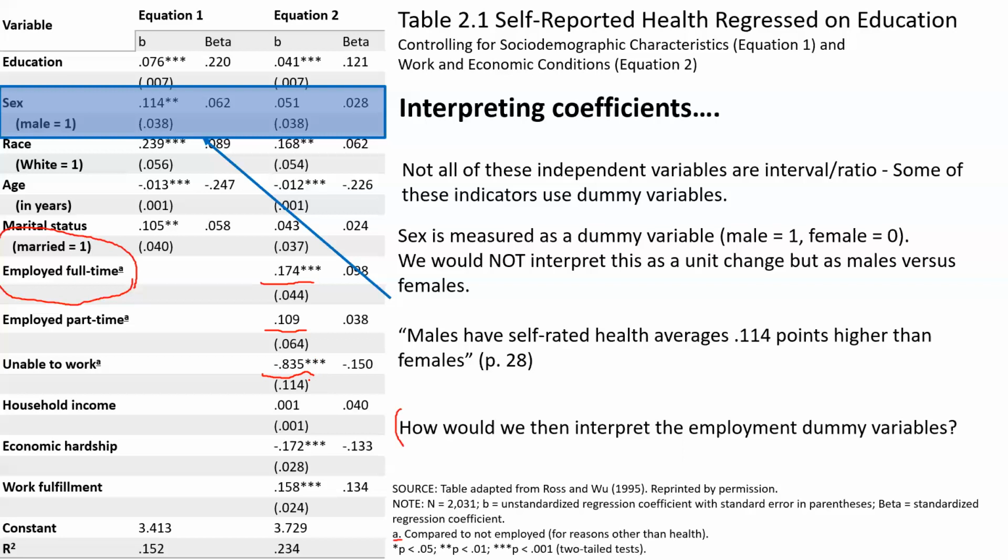Now this makes sense. If somebody's unable to work, but it's not for health reasons, this unable to work is probably health-related, because the reference category is not employed for reasons other than health, and then unable to work. So we would expect that they would have health scores lower because they're probably ill, and that's probably the reason that they can't work.